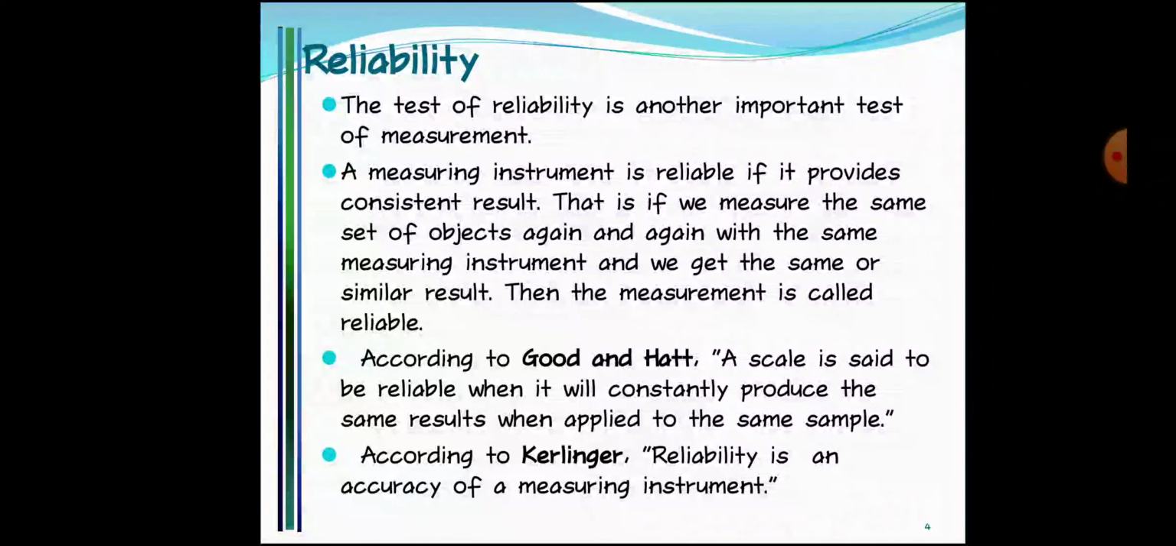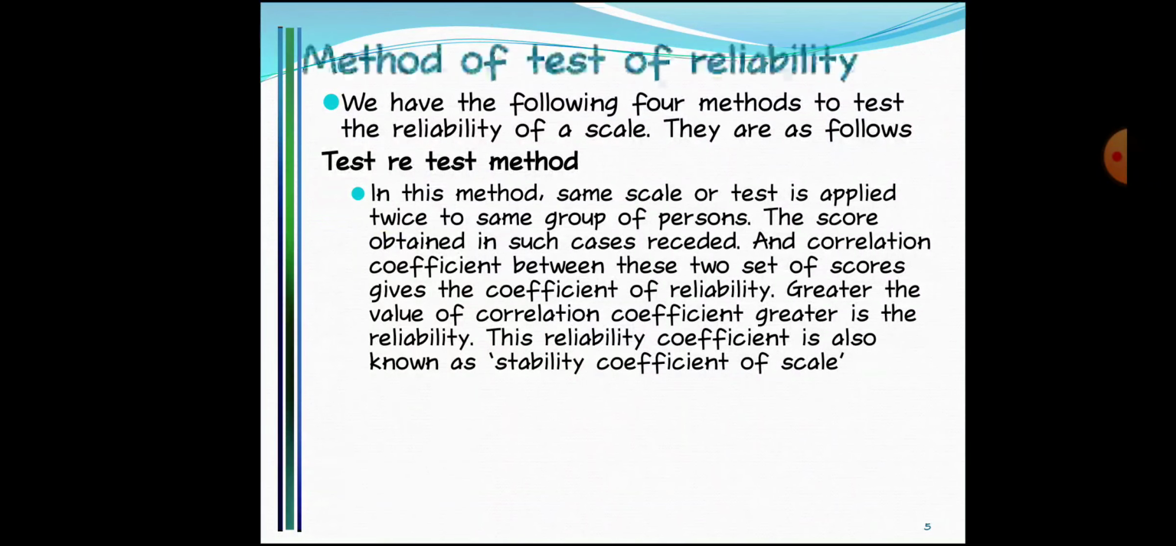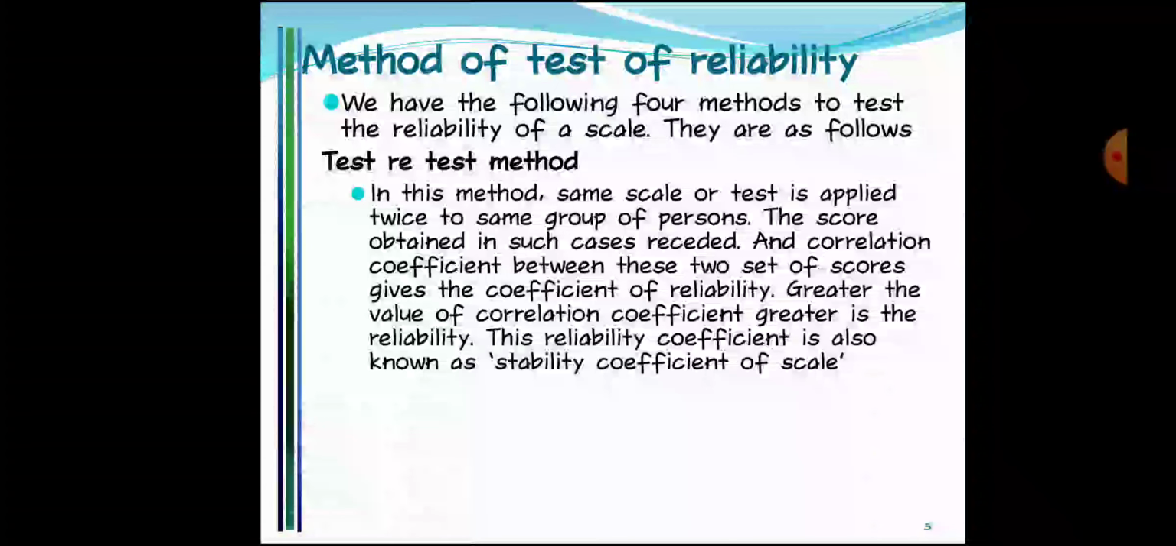According to Goode and Hatt, a scale is said to be reliable when it will constantly produce the same results when applied to the same sample. According to Kerlinger, reliability is the accuracy of a measuring instrument. We have methods of test of reliability. We have the following four methods to test the reliability of a scale.